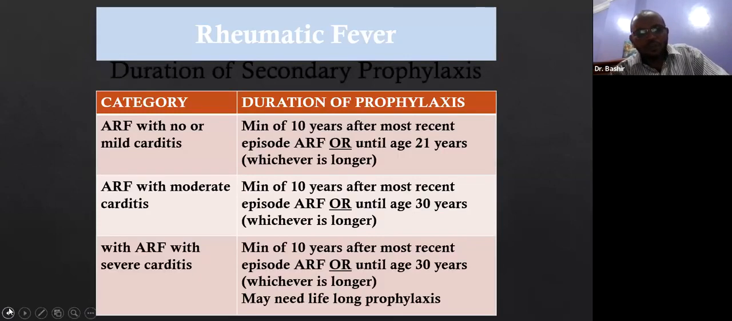Acute rheumatic fever with moderate carditis: minimum of 10 years after the most recent episode of rheumatic fever, or until 30 years of age, whichever is longer. If he has acute rheumatic fever with severe carditis: minimum of 10 years after the most recent episode, or 30 years. And nowadays they are talking about lifelong prophylaxis. If he has severe carditis, he needs lifelong prophylaxis.